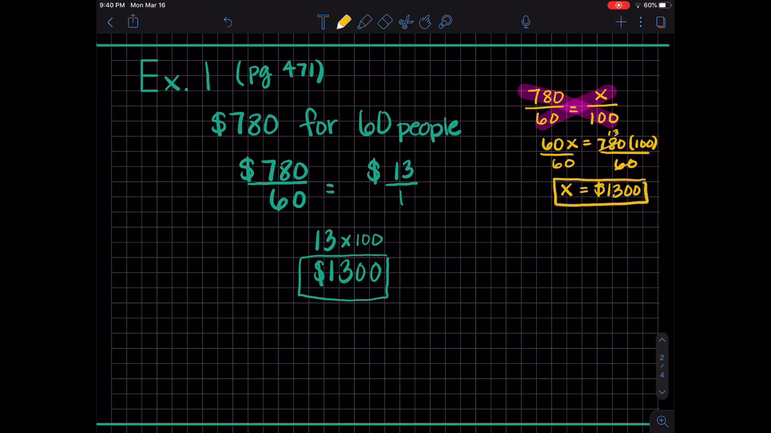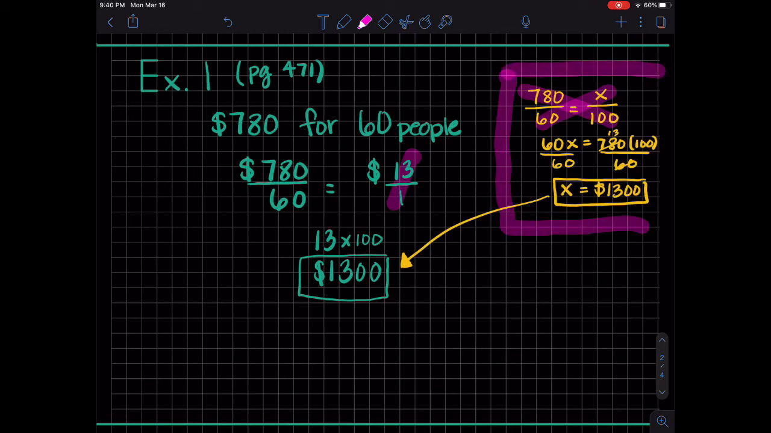So we get the same answer, we just use a different method to find it. Both methods are acceptable, and sometimes it's easier to use solving for a constant and then solving the information, and sometimes it's just easier to do a proportion or a ratio.